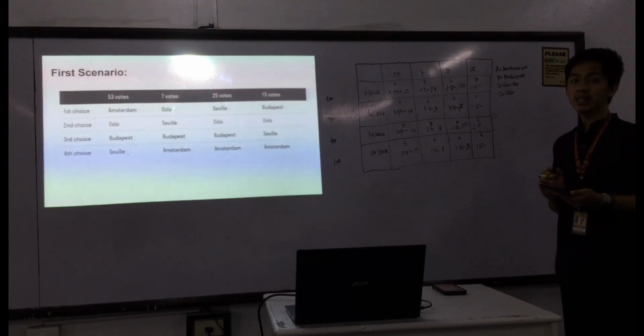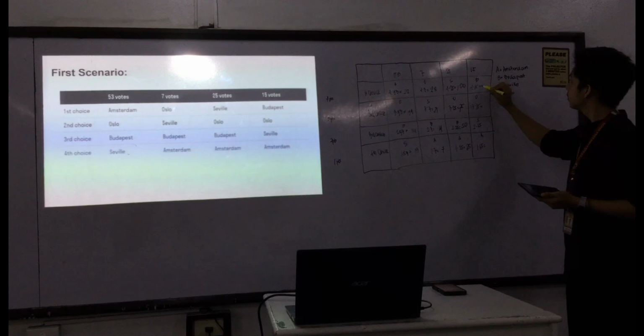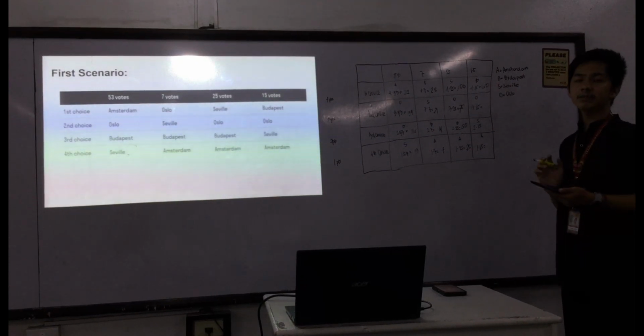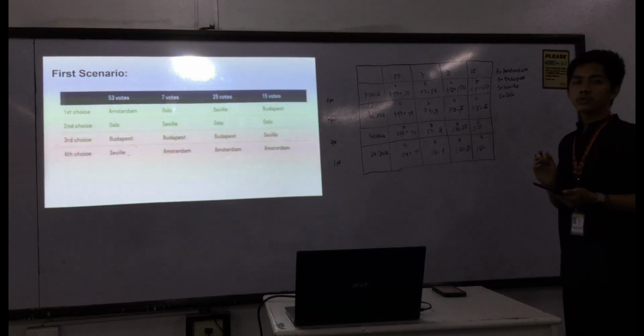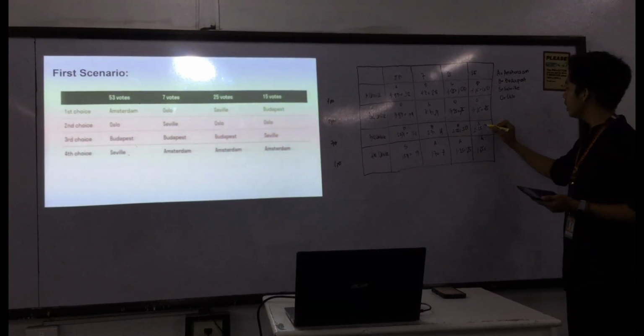4 times 15 is equal to 60. 3 times 15 is equal to 45. 2 times 15 is equal to 30.